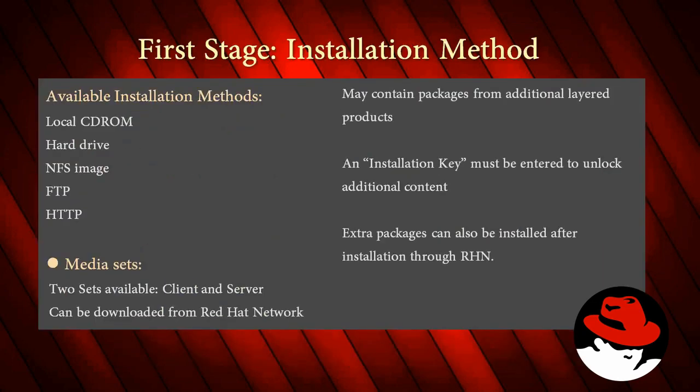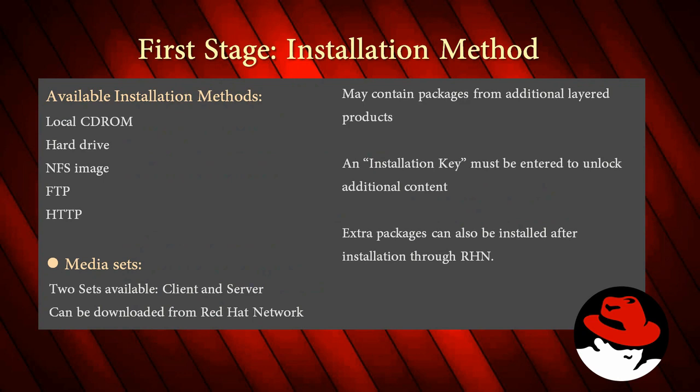Then there comes the first stage where we are learning the installation method, how it is conducted. The available installation methods include the CD-ROM, how you can install or boot your system, the physical drives. You can install with a CD, DVD, a hard disk, external hard disk or internal hard disk, an NFS image, an FTP client over the network. You can also boot from the network by pressing the LAN wire or Wi-Fi, or you can also do so over the HTTP protocol of the internet.